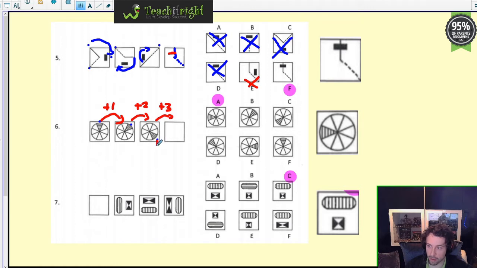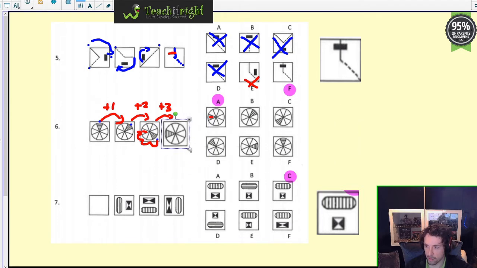So if we count round, 1, 2, 3, you can see it should be this triangle here, which is this one here, that completes the pattern. If you look, that is what we get for number 6. So number 6, that's a bit of a difficult one to spot potentially, especially if you don't notice that it jumps 2 spaces on that middle leap. If you thought it was just +1, +1, +1 each time.